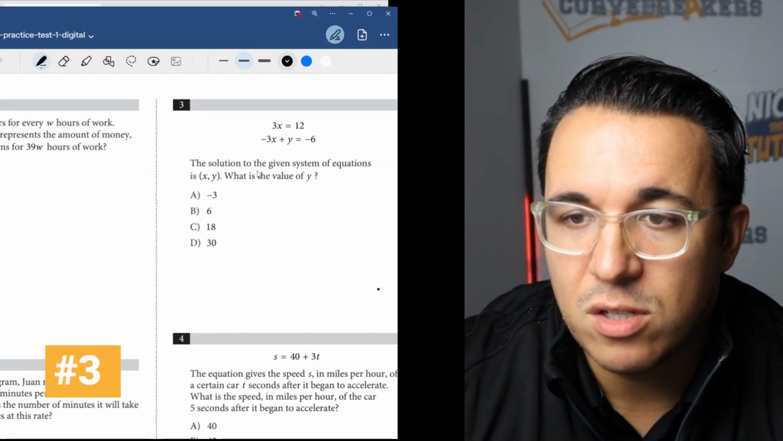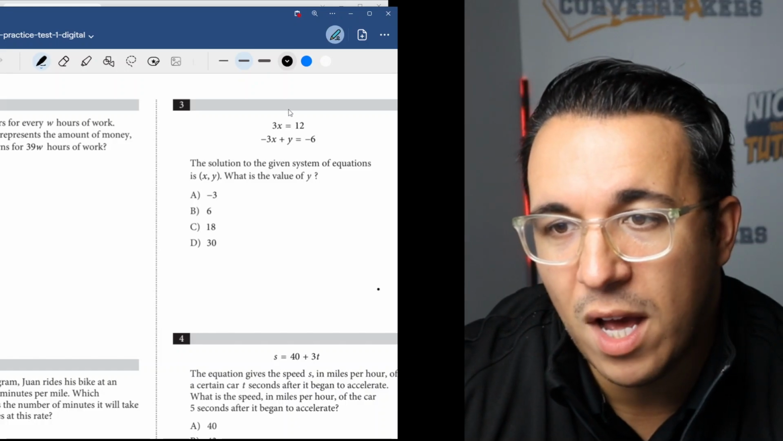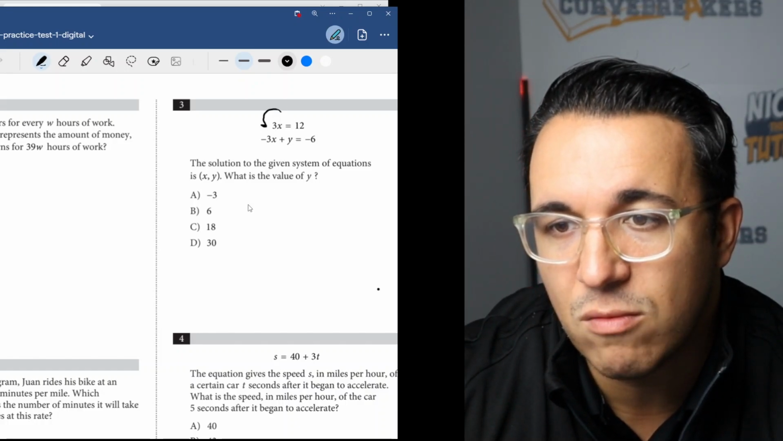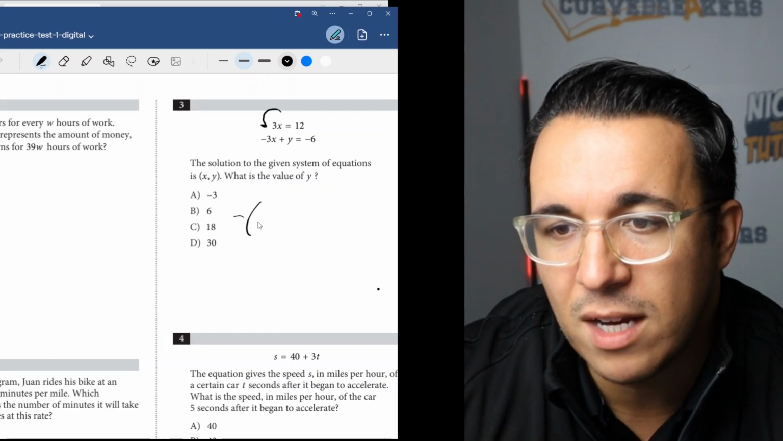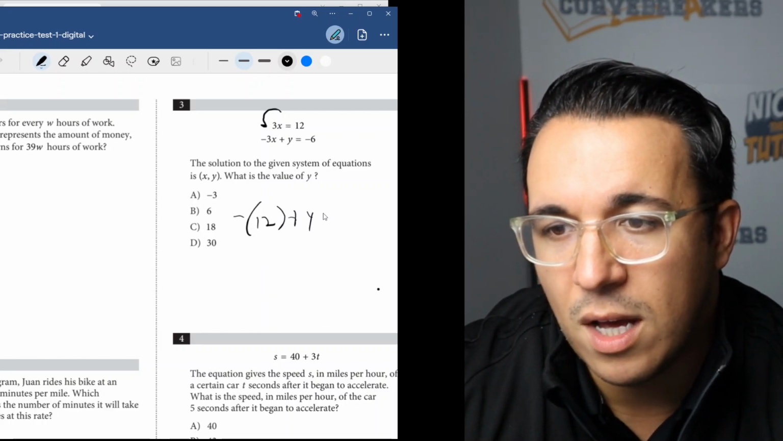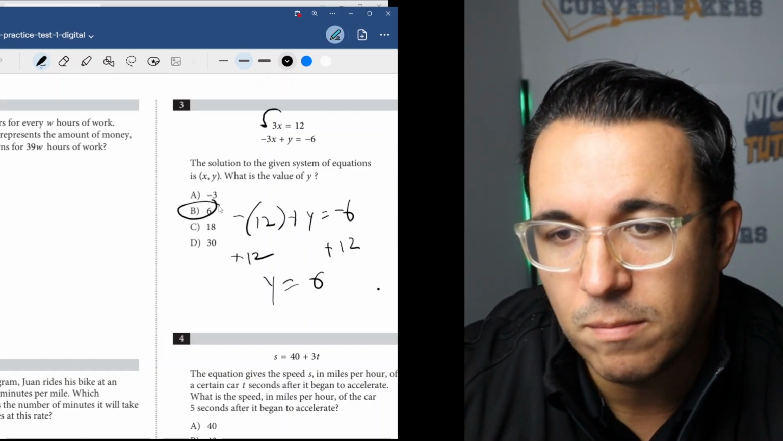Number 3, the solution to the given system of equations is x comma y. What is the value of y? So we've got to find y here, and we can see we can plug in this 3x here. So negative, and I'm going to plug in the value for 3x, which is 12, plus y equals negative 6. So I'm going to add 12 to each side. I got y equals 6. So another easy one. Let's keep it moving.